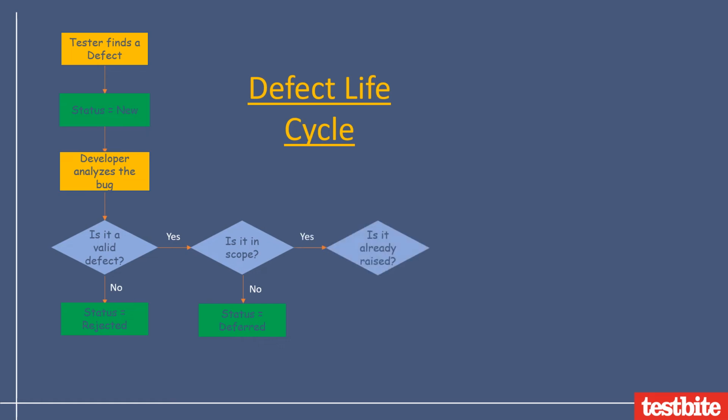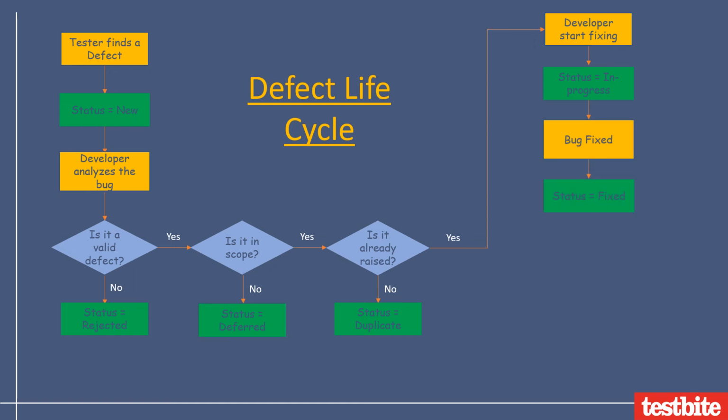And then, if the logged defect is valid, and also within the scope of the requirement, then, the developer will check if it is not already raised. If it is already raised, then the status of the defect will be marked as duplicate. In this case, the tester is free to close the issue with a comment saying duplicate issue. Now, let's say the logged defect is valid, and also within the scope of the requirement, and not a duplicate defect as well, then the developer will start fixing it. When he starts working on the logged defect, it will be marked as in progress.